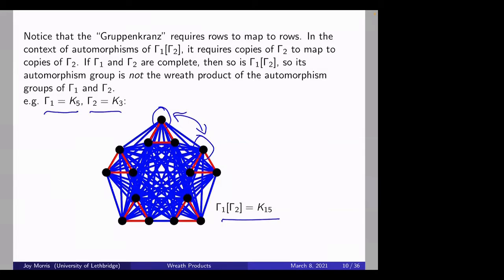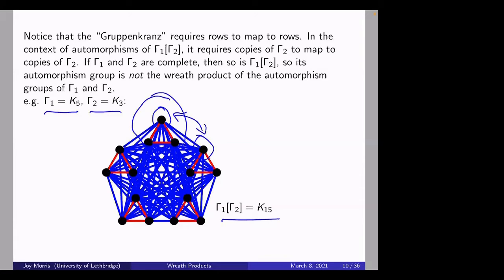My automorphism group is the symmetric group, so I can do absolutely anything I like, but this is in particular something I can do, and that clearly does not preserve the copies of gamma 2. This copy of gamma 2 is partly getting left alone and partly getting mapped to a different copy. So again, that's the key feature of the wreath product, that it has to preserve the copies of the little graph. And if it doesn't, then our automorphism group is not the wreath product. It's got extra stuff in there.